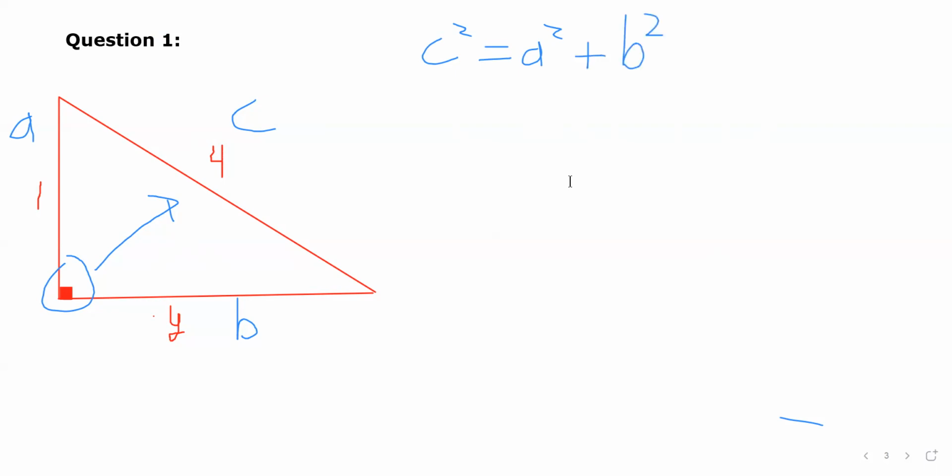Right, so now we just plug in the values that they gave us. So C is 4. So 4 squared is 16. A is 1. So 1 squared is 1, plus b squared. So we need to make b the subject of the formula. So we subtract the 1, so we'll end up with b squared being equal to 15, because when you subtract the 1, you'll have to subtract. And then square root, you'll get square root of 15.